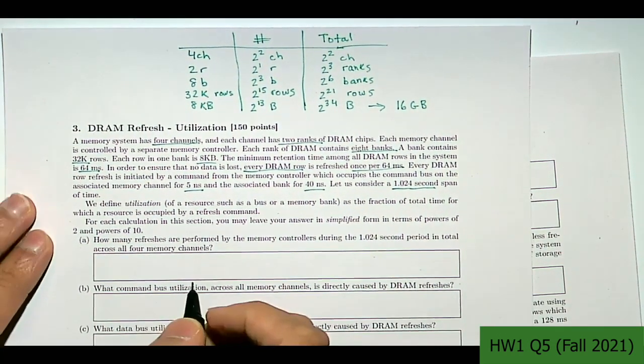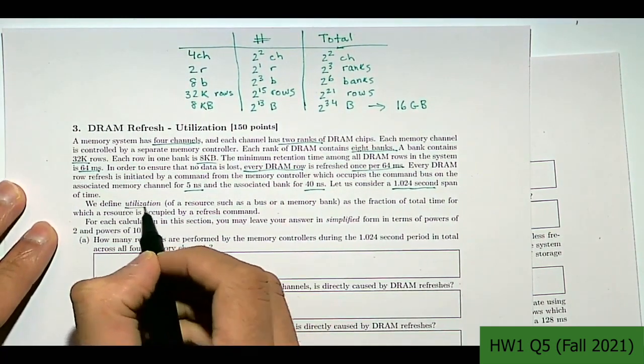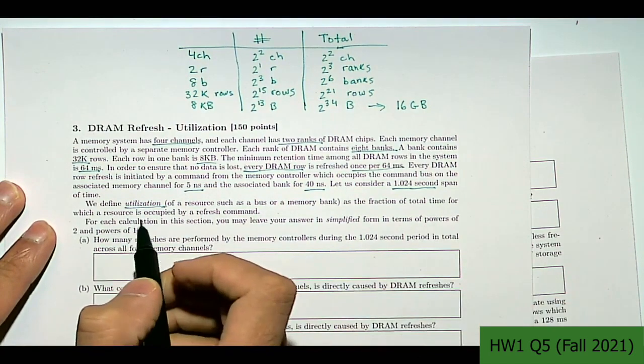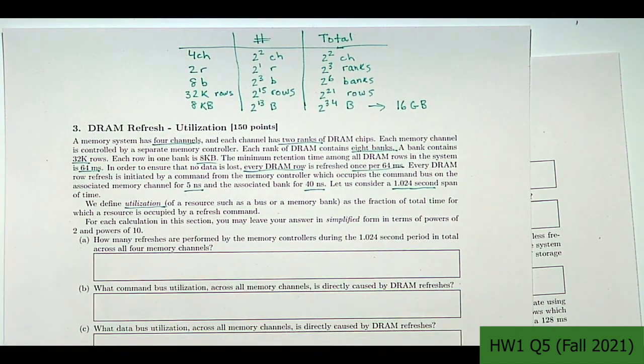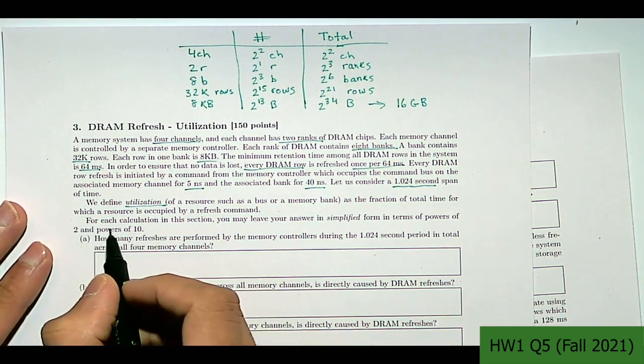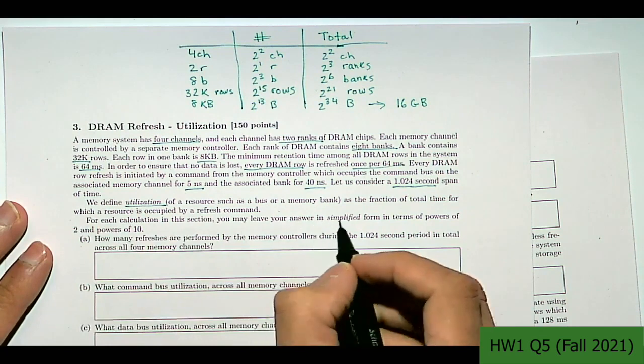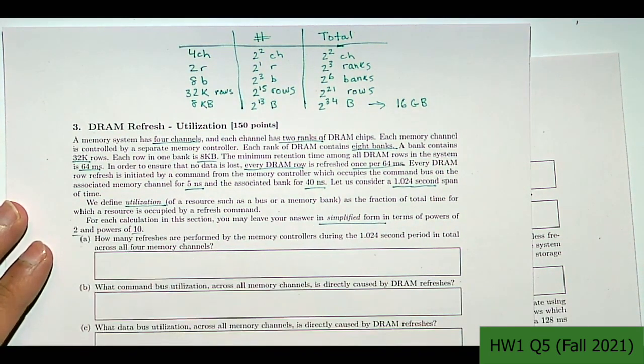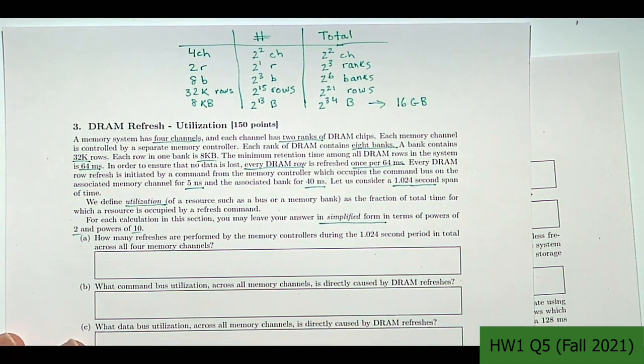Here there's a definition. We define utilization of a resource such as a bus or a bank as the fraction of total time for which the resource is occupied by a refresh command, which is the natural definition of utilization: what proportion of time it's used. For all of these calculations, we can leave our answer in simplified form in terms of powers of 2 and powers of 10, so we don't waste time on unnecessary math.